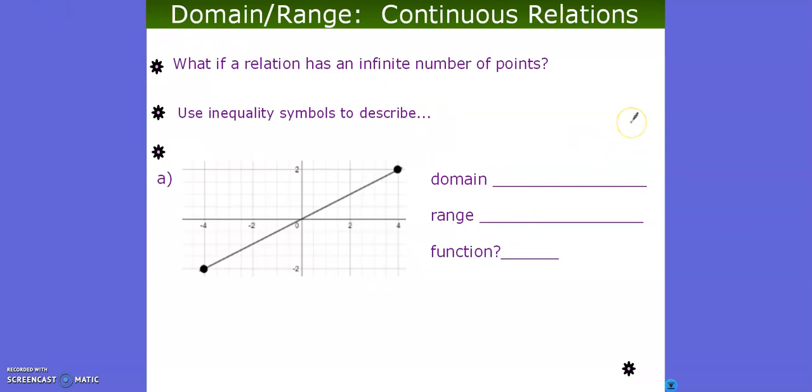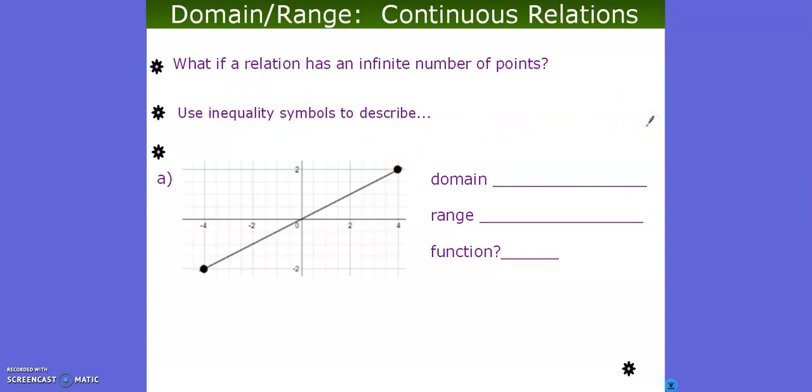All right, so that was determining a domain and range from sort of a discrete graph, just a bunch of points. They weren't connected in any way. Now we have what's called a continuous relation, or perhaps a function, where our dots are now connected. So we're going to take a look at this. When our dots are connected, we want to use inequality symbols.